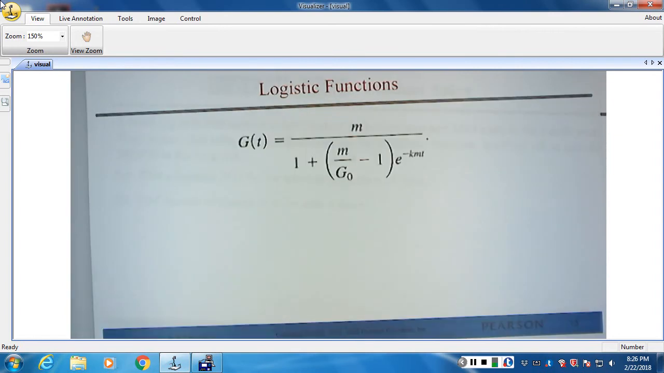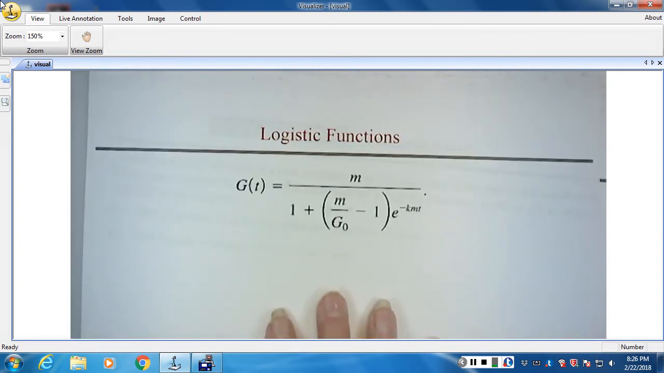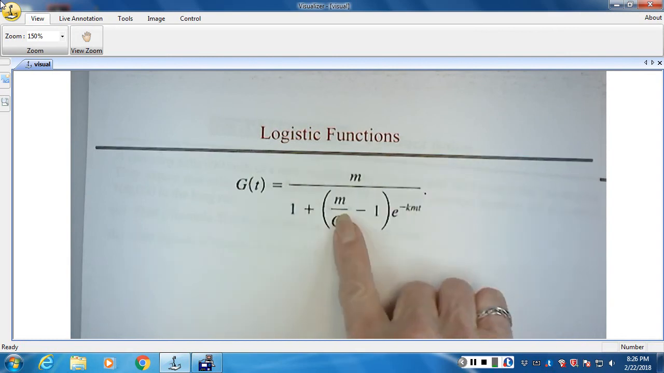This is what a logistic function looks like. And every one of these letters actually has a value that you can pick out in the problem.